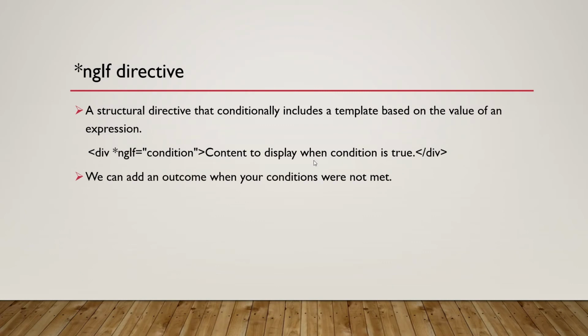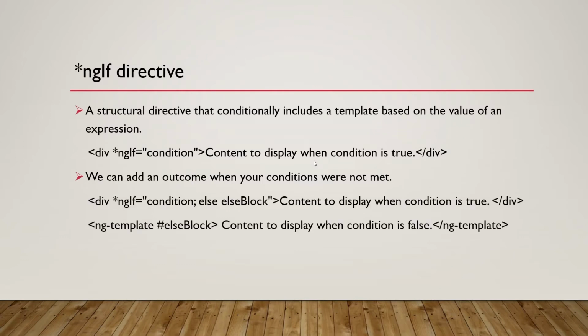We can add an outcome for when our conditions are not met. This is where the else clause comes into the picture. To add an else clause, we need to add a semicolon followed by else and the else block name inside the if condition. Now, to render the else block, we need to add the else block name with hash notation, like how we added it to ng-template here. ng-template is a virtual element. It is recommended to use ng-template along with structural directives like ngIf, ngFor, and ngSwitch.